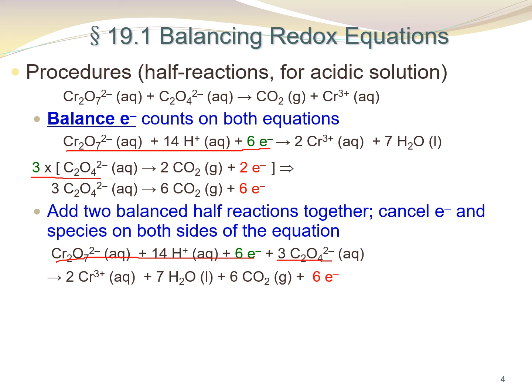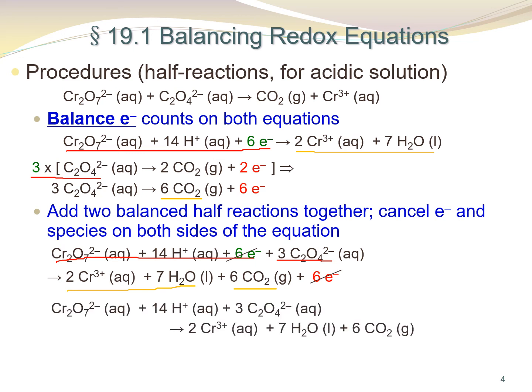As you see, we got 2 chromium 7 water, and we have 6 carbon dioxide. And of course, you can see the number of electrons cancel. Is there any other species we can cancel? Apparently, there isn't. So we put them all together. Okay. So this is a balanced redox reaction in acidic solution.